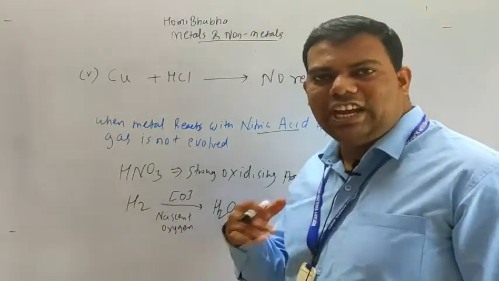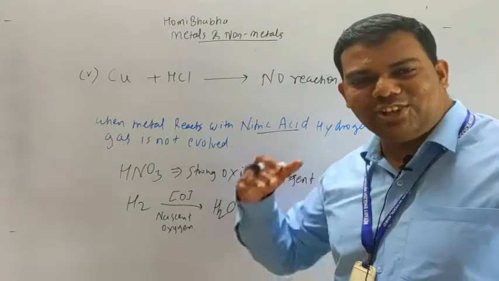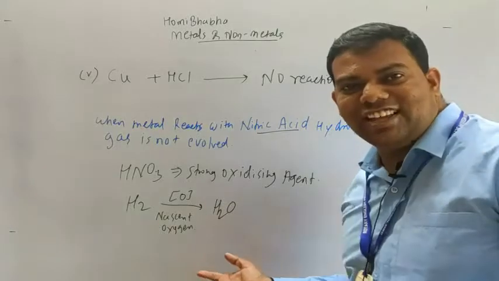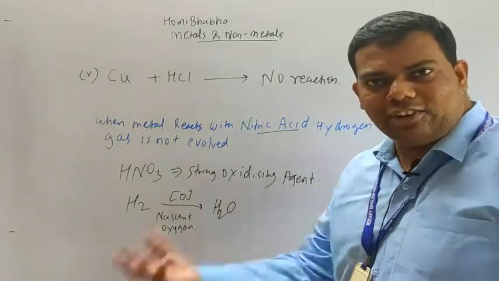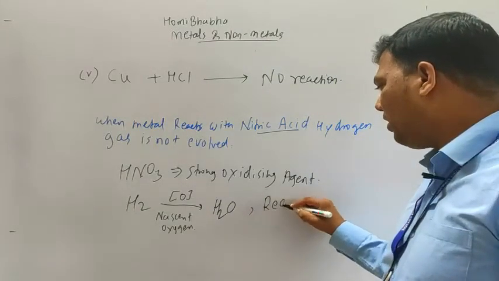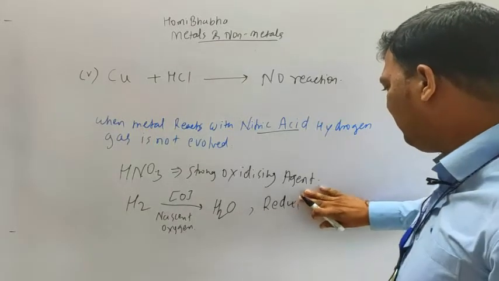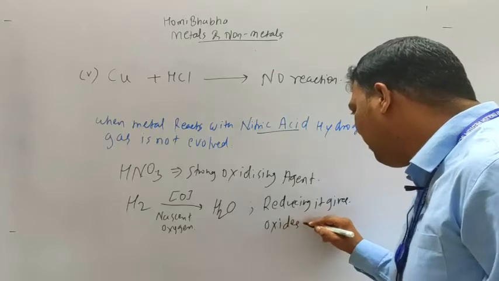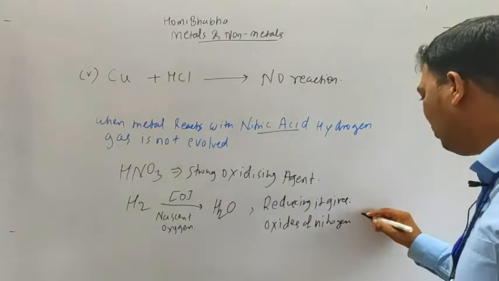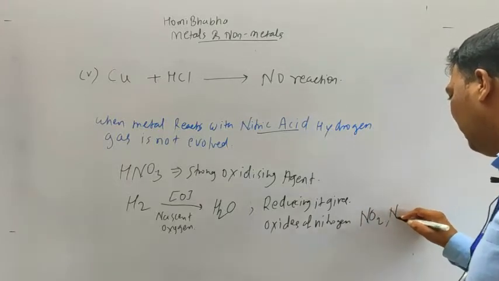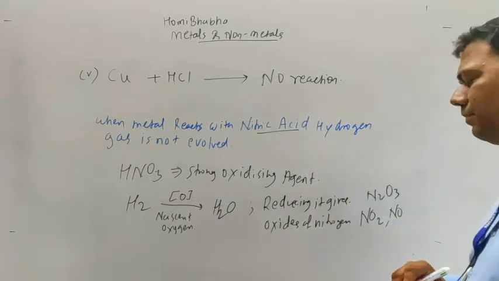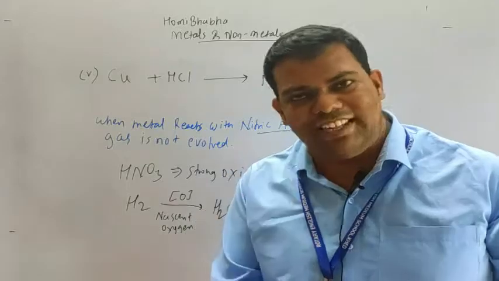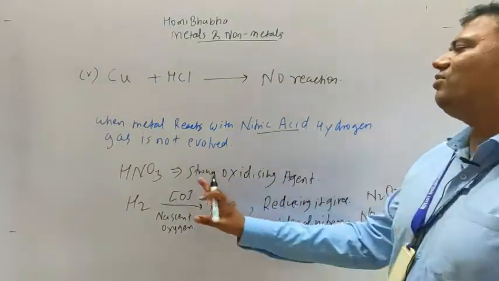Whatever hydrogen gas is produced will oxidize into water. So this is a very important reason, keep it in mind. It will oxidize into H2O, and the nitric acid also gets reduced, and after reducing, it gives oxides of nitrogen. Oxides of nitrogen, for example NO2, simply NO, then N2O3. Like that, oxides of nitrogen are formed, and that depends on whichever metal is there. So keep this very important thing in mind.